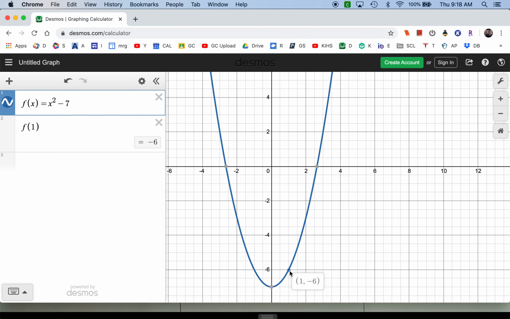And again, I'm looking to see if there's a jump or an asymptote that would affect that answer. But there isn't. It is continuous, and that's the answer. The next one is x cubed.